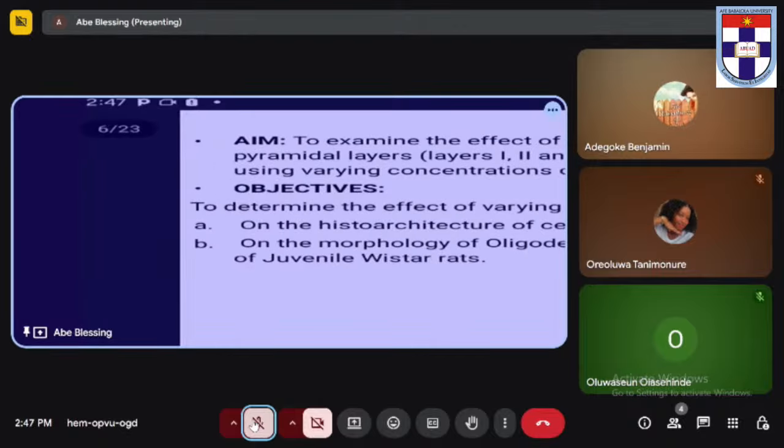Therefore, this study aimed at examining the effects of hydrocephalus on the molecular, outer granular and pyramidal layers of the cerebral cortex of juvenile rats following varying concentrations of kaolin, while the objective was to determine the effects of varying concentrations of kaolin on the histoarchitecture of the cerebral cortex and the morphology of the oligodendrocytes in layers 1, 2, and 3 of the juvenile rats.